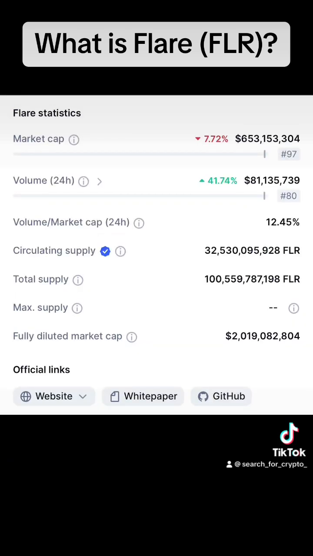Now, if you take a look at the 24-hour volume, it is sitting at $81 million. It's 41% up in the last 24 hours, which is awesome. All right, so now that we have that out of the way, let's get into the white paper of this project.